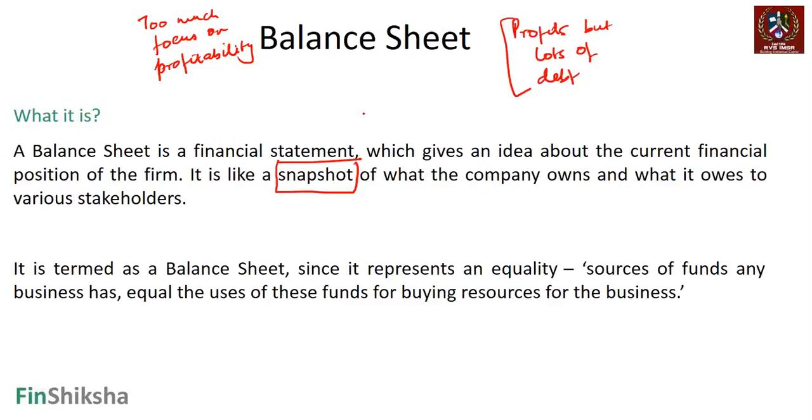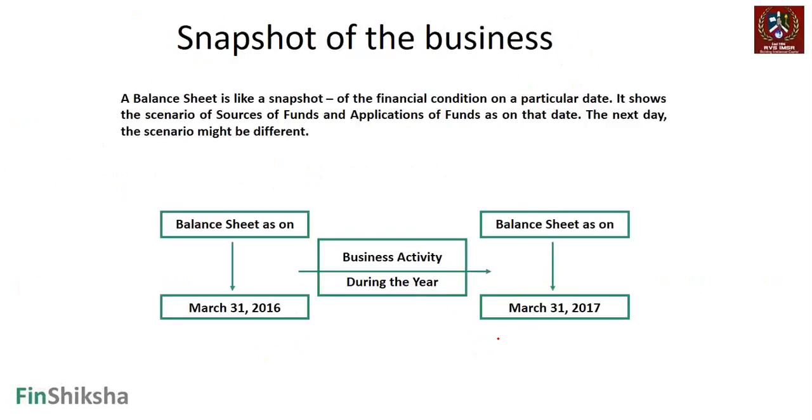So we've discussed this in the past. It's at a point of time. It's termed as a balance sheet since it represents an equality. Sources of business, sources of funds have to equal to the application of funds, correct? And we've already seen that sources of funds are my liabilities and application of funds are my assets eventually, correct? Now let's go ahead and dig deeper into understanding this.